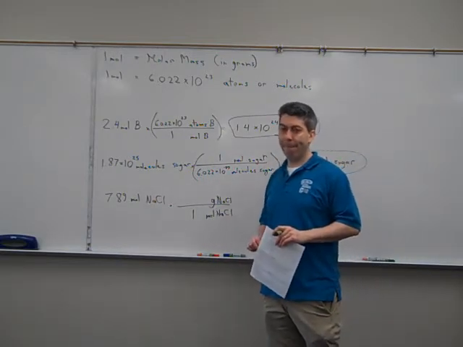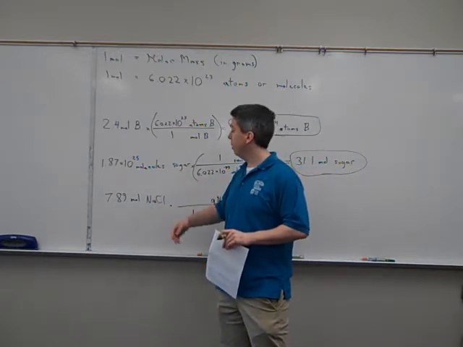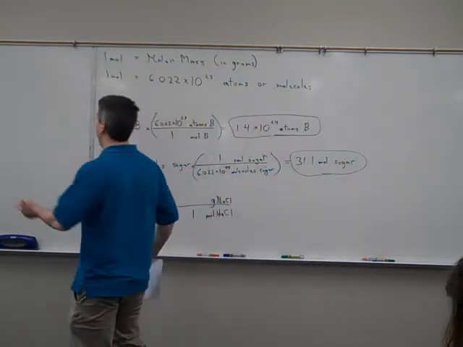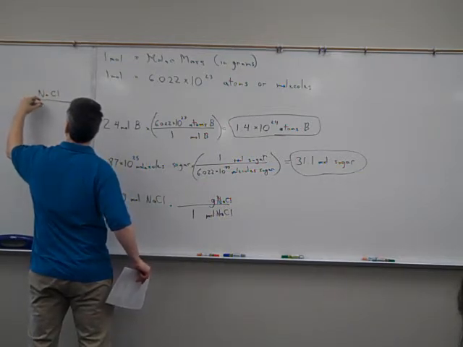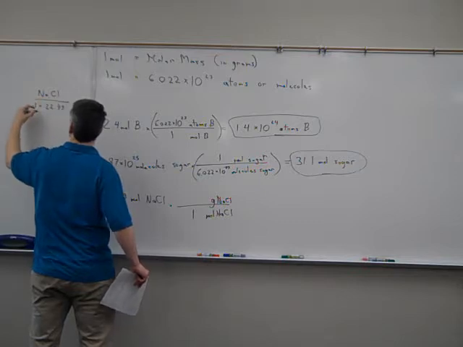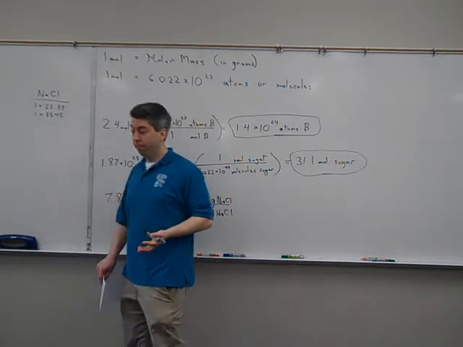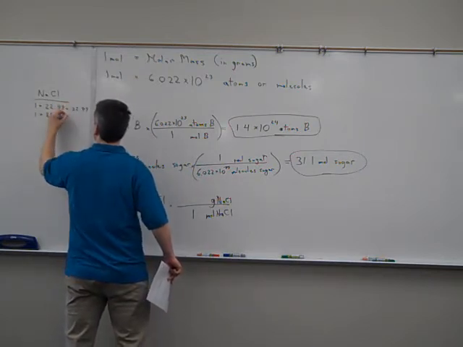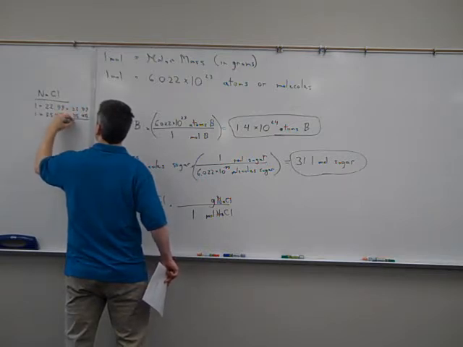You have to add the molar masses of sodium and chlorine, because sodium and chlorine is a compound, so we're going to have to add them up. Sodium, there's 1 sodium, so 1 times 22.99. And chlorine, there's 1 chlorine times its mass, which is 35.45. These masses are from the periodic table. And you get 22.99 plus 35.45, and you get 58.44.